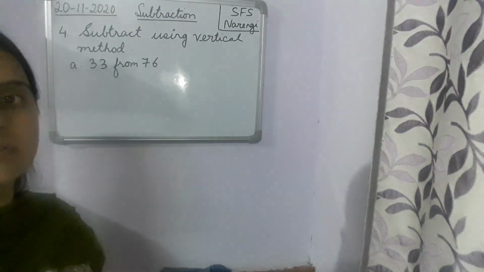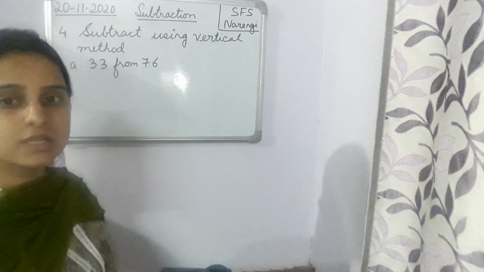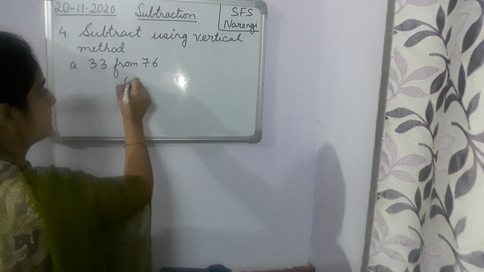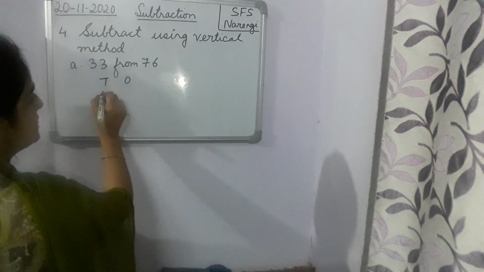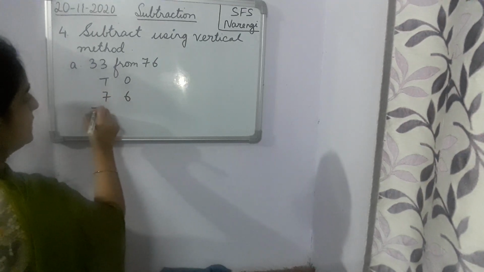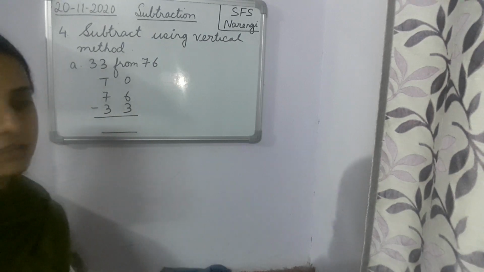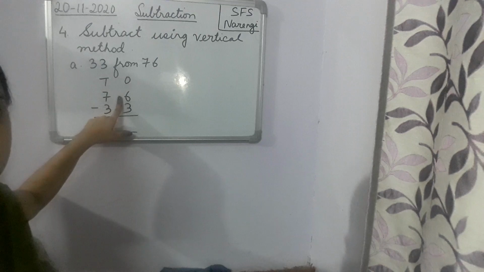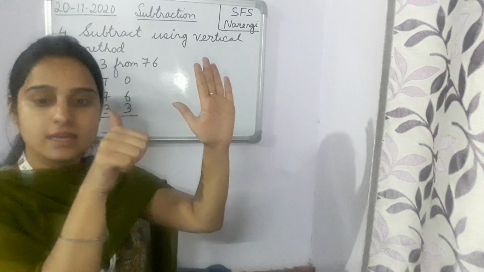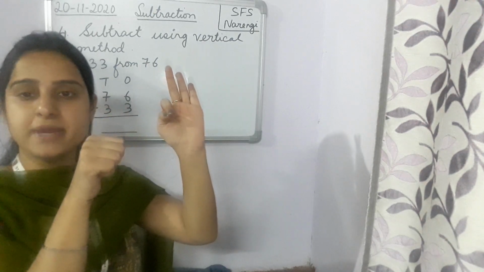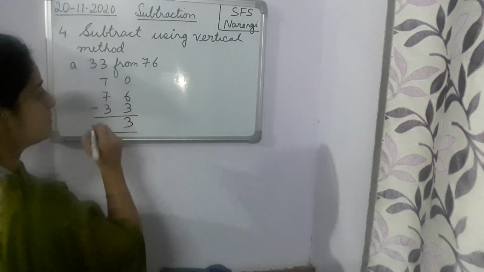Vertical method means, children, we will arrange smaller number below the bigger number. So it is 2-digit number, so we'll put 2 places, that is ones, tens. So bigger number is what? 76. So we'll write 76 here, minus 33. Now let's do it. We always start subtraction from ones place. 6 minus 3. Open 6 fingers, minus 3 fingers. So how many finger remains? 3 fingers. So the number 3 comes in ones place.